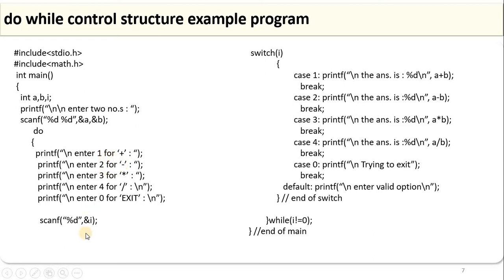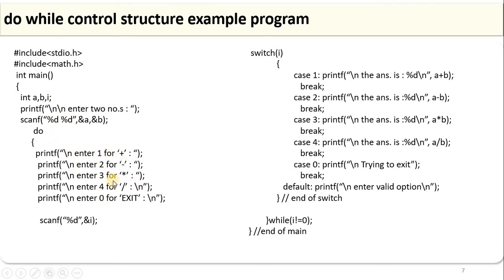Whatever the user enters would be now put up in the I, and in the switch case, based upon his entry, either 1 or 2 or 3 or 4 or 0, that will go to the corresponding case statements. If he enters 1, it will just add those a and b numbers and then print the answer here, and it will come out of the switch statement. Then it will go to while. Since he has entered 1, 1 is not equal to 0, it will be true. Once it will go up, once again it will print these options.